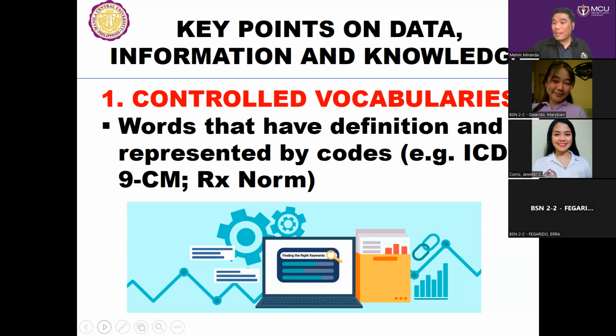So, this is another trend that you really need to review, or if you will try to search yung international code of diseases. These are universally accepted and these are being used for data privacy and protection of patients. And these are also used when processing information, lalo na pag nagpa-process po sa insurance. Yan, they are using international codes. Okay, so these are controlled vocabularies.